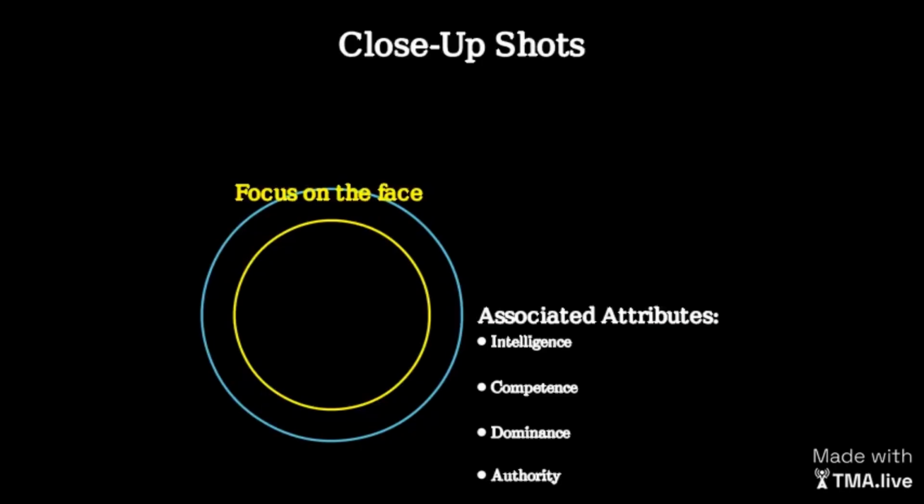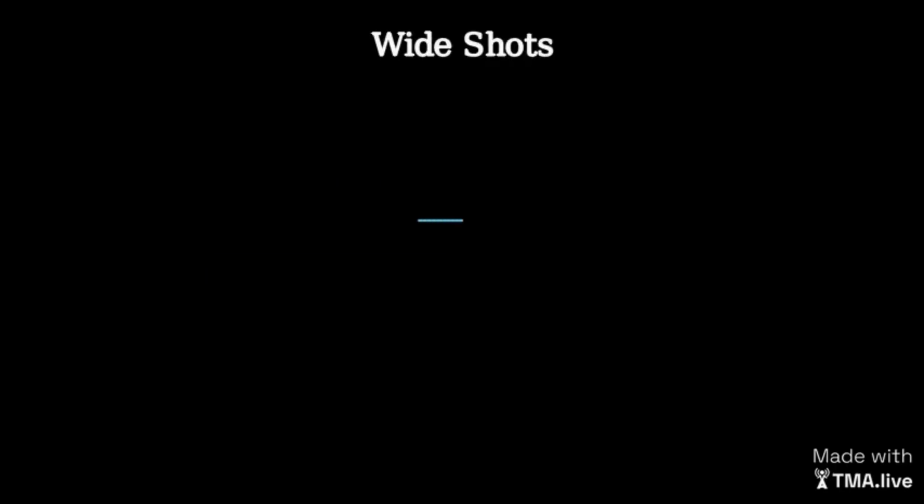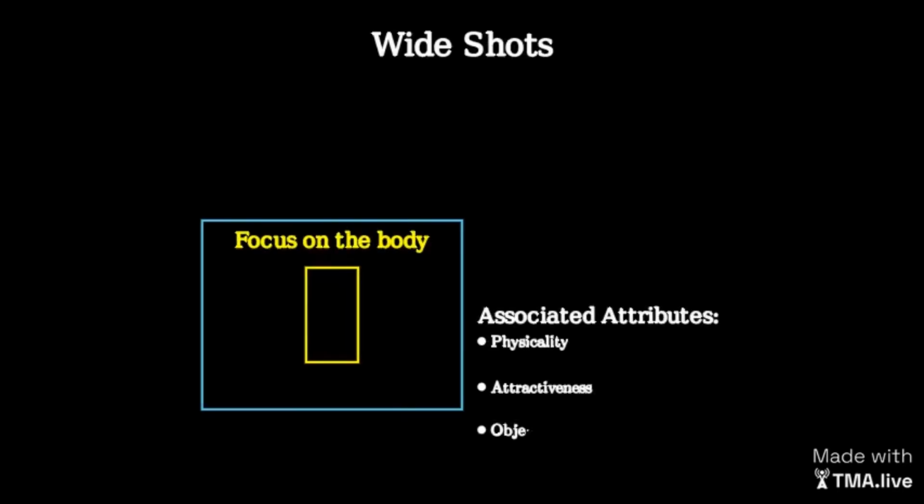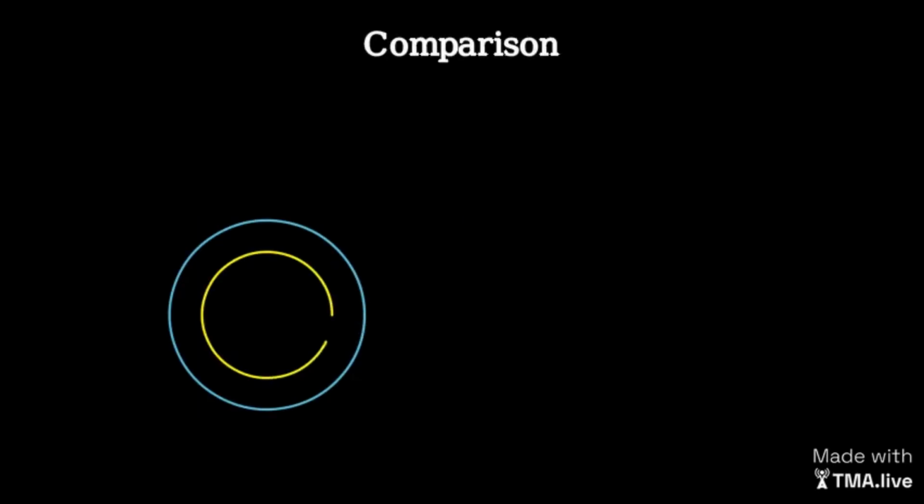In contrast, wide shots include more of the body, often emphasizing physicality, attractiveness, and sometimes objectification. This framing can diminish the perception of authority and competence as the focus shifts away from the face. When we compare, the difference is clear. Close-ups emphasize the face, leading to perceptions of intelligence and authority. Wide shots, focusing on the body, can highlight physicality but may reduce perceived competence.